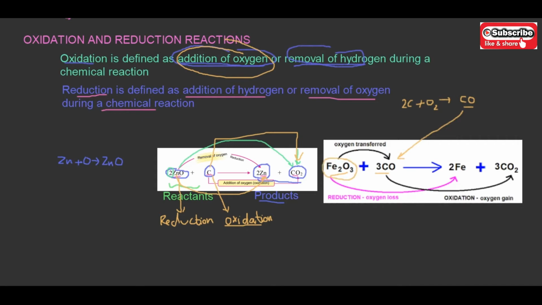Now when this iron oxide reacts with carbon monoxide, it gives iron atoms along with liberation of carbon dioxide gas. So now we are going to see which substance in this reaction loses an oxygen atom and which substance gains an oxygen atom. As you can see in this example, these are the reactants, while these two are your products.